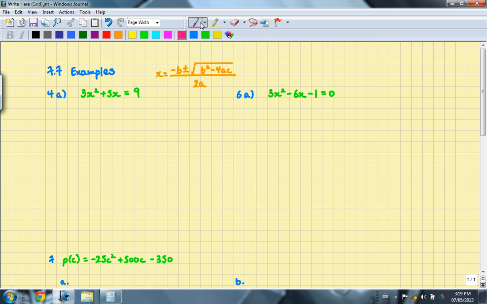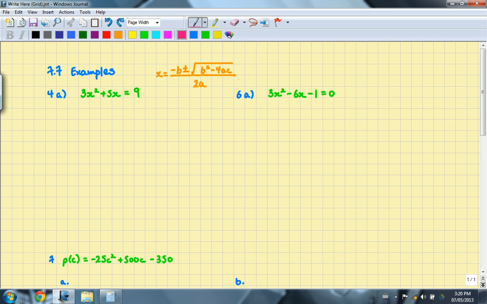But before we begin even that question, you will note that here is the quadratic formula. Once again, you will be given the quadratic formula on your quiz, so you don't have to memorize it, but it's good to know kind of what it looks like. Okay, for our first example, I have 3x squared plus 5x equal to 9.